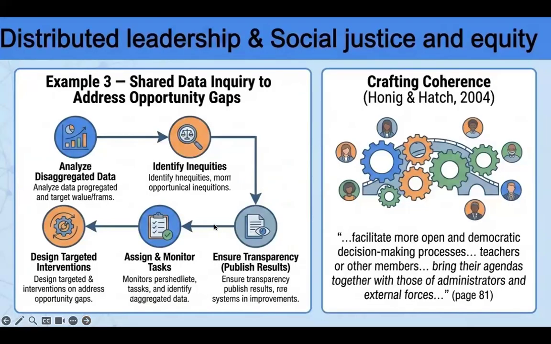And one more example would be a shared data inquiry to address opportunity gaps. Here you'll be analyzing whatever data, you know what I'm talking about. Identify inequities, ensure transparency, and publish the results. Assign and monitor tasks and design targeted interventions.